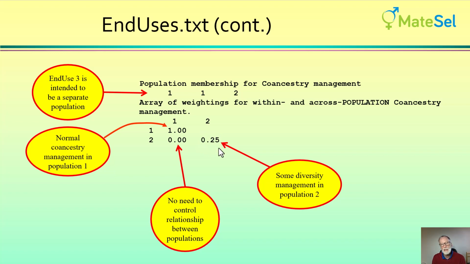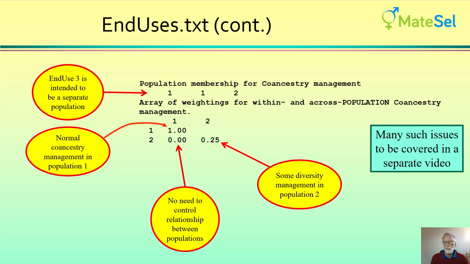And it's treated separately from the main population because that diversity that we seek for dissemination doesn't have to relate to the overall population. It's diversity for the sake of diversity because you don't want to put all your eggs in one basket for your disseminated material. So these last few lines of EndUses.txt contain a range of parameters to do with management of coancestry within and between populations, and that turns out to give you quite a bit of power in a range of different functions that we'll cover in a separate video.